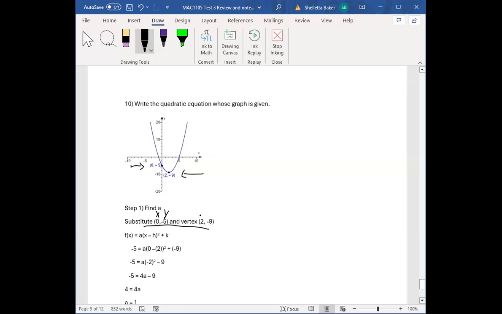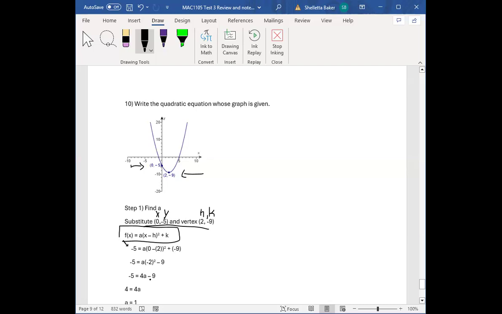And then for the vertex, remember the x coordinate is our h value, and the y coordinate is our k. So into our given function, this function you want to have in your notes, f of x equals a times x minus h squared plus k, for k, we substitute negative 9. For h, we substitute 2. For y, remember f of x is equal to y, we substitute negative 5. And our x is 0. And then we simplify. 0 minus 2 squared gives us negative 2 squared, which is 4, times a, 4a. And we have minus 9 on the end, right? Plus negative 9 gives us minus 9.